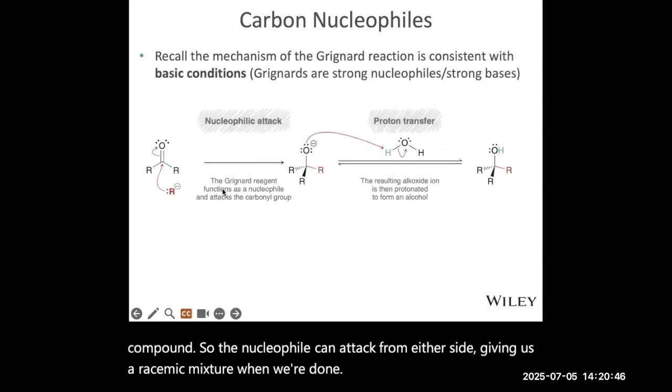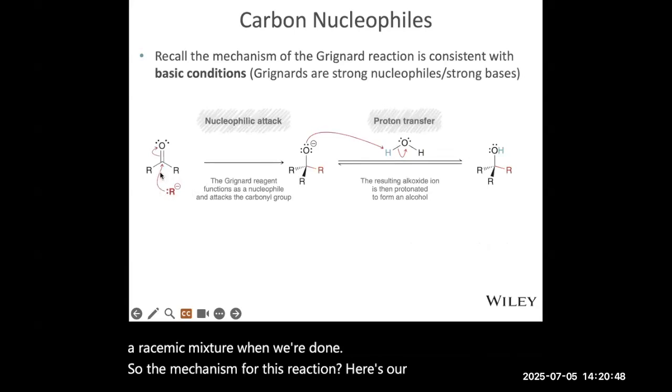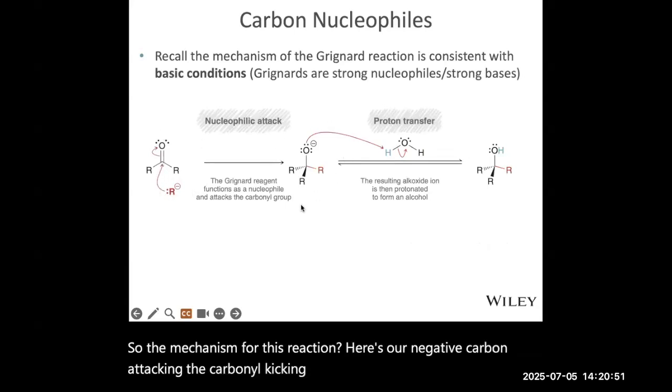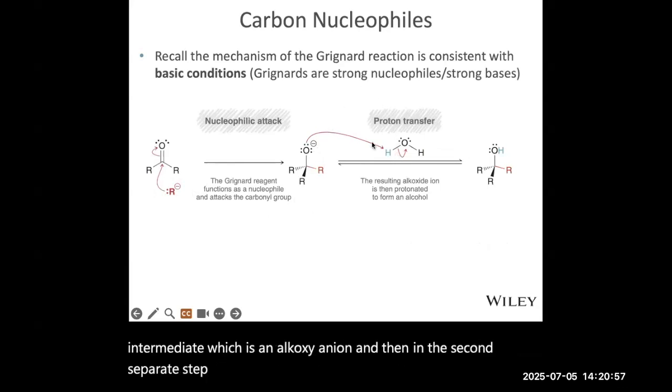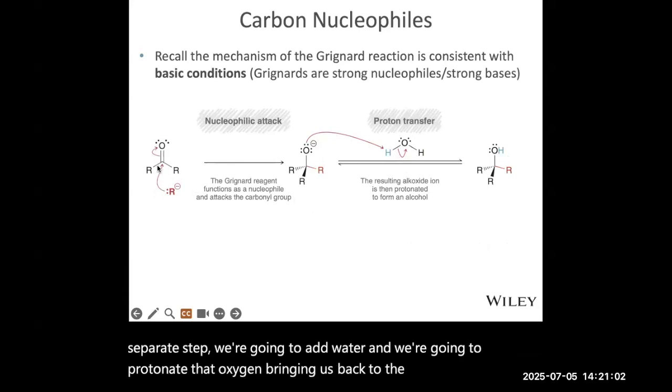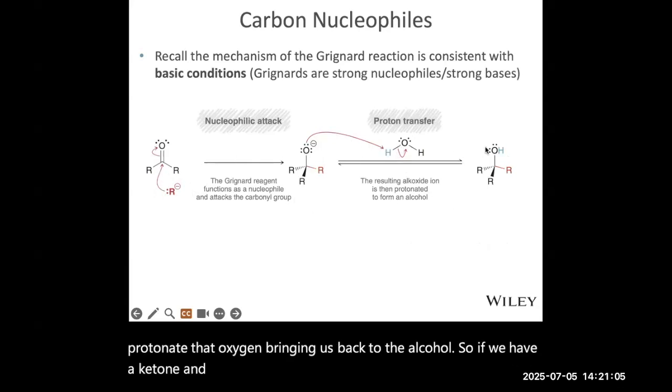So the mechanism for this reaction: here's our negative carbon attacking the carbonyl, kicking up, giving us our tetrahedral intermediate, which is an alkoxy anion. And then in the second, separate step, we're going to add water and protonate that oxygen, bringing us back to the alcohol. So if we have a ketone and we undergo a Grignard reaction, we'll end up with a tertiary alcohol.